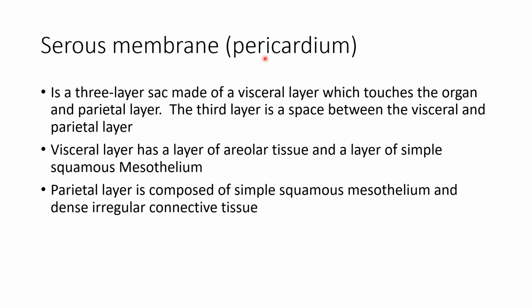You do have a serous membrane, which is a pericardium. It is a sac. It has three layers made with the visceral layer that touches the organ. Parietal layer is the outer, and then you have the cavity within it. The visceral layer does have areolar tissue, and it does have the simple squamous mesothelium in this case. Parietal layer is simple squamous mesothelium and dense irregular connective tissue. Now, this actually will give you some clinical things later on.